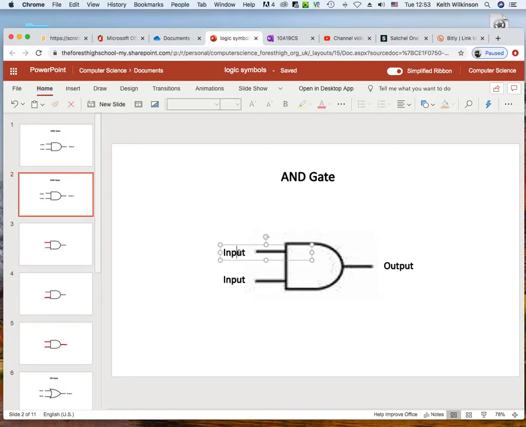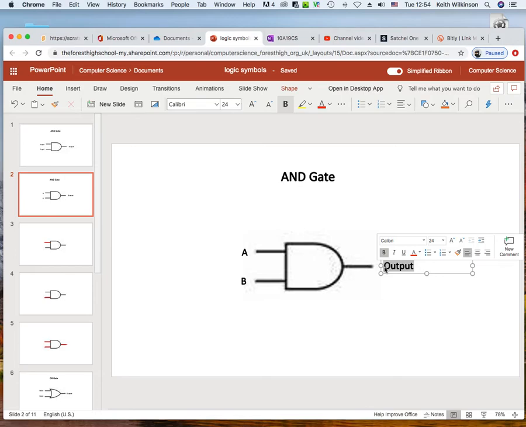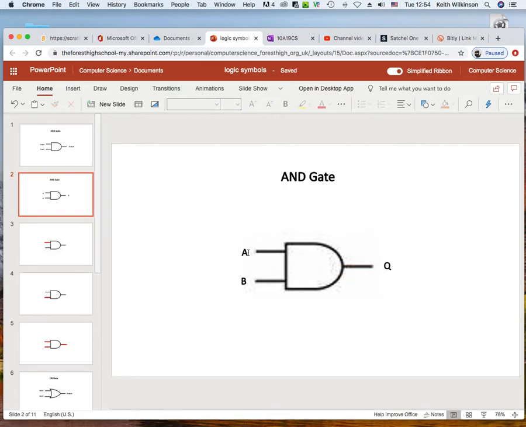So instead of having the word input, we label them A. Just shrink this down. And B. I'll shrink that one down as well. So that is the usual way of labeling the inputs to a gate. And the output, well, you can use anything really, but they tend to use Q for an output, or they might use R for result. But generally I'm going to use A, B and the output Q.